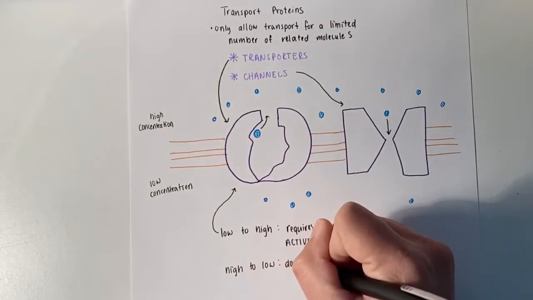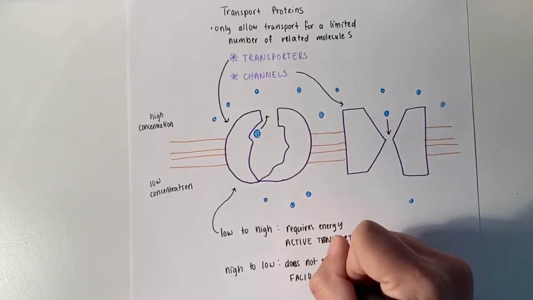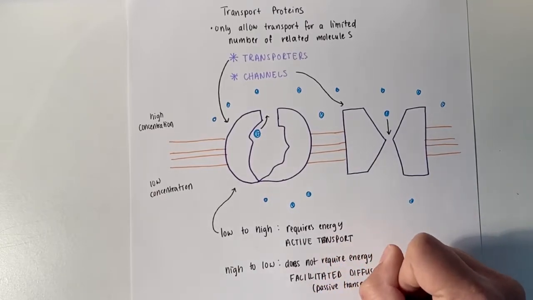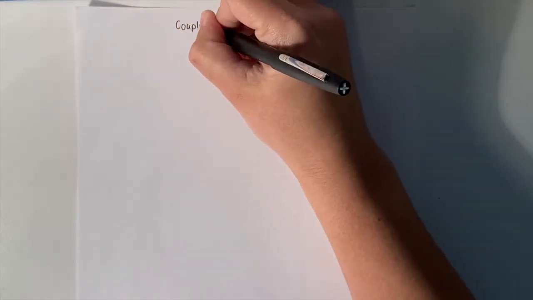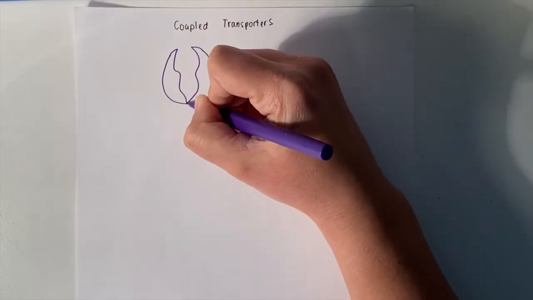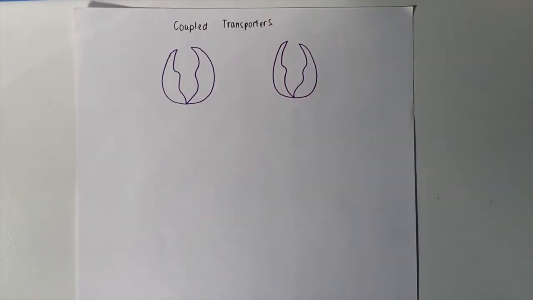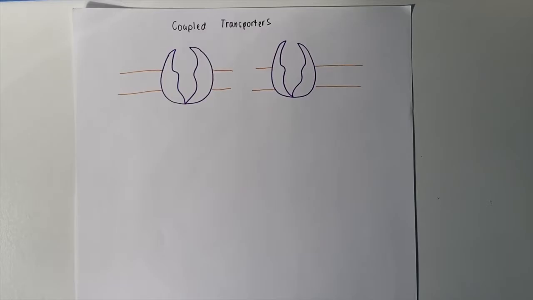When molecules move through transporters or channels following their concentration gradient, it is facilitated diffusion or passive transport. This does not require energy. There are three main strategies for transporters to actively transport molecules against a concentration gradient. The first is classified as coupled transporters. They use one molecule moving with its gradient to power the movement of another against its gradient.